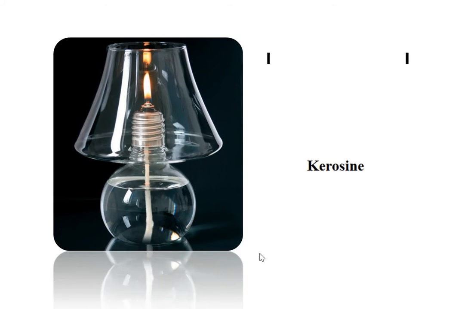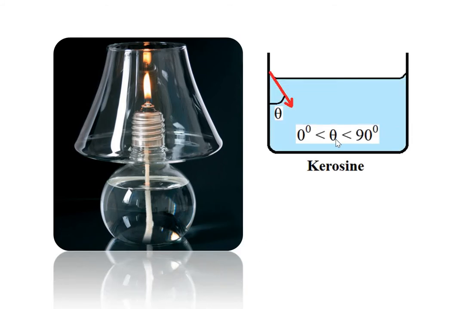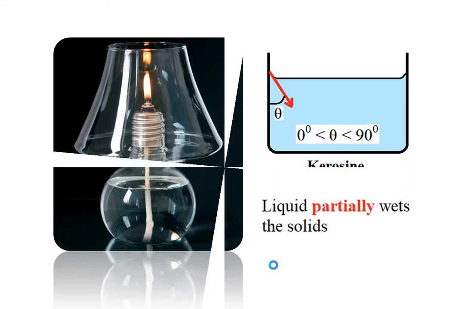This one is kerosene. When the angle of contact lies between 0 and 90 degrees, the liquid partially wets the solid. Remember once again, when theta lies between 0 degrees and 90 degrees, that means an acute angle, the liquid partially wets the solid. The example is kerosene. This is the second type. Let's see the third type.